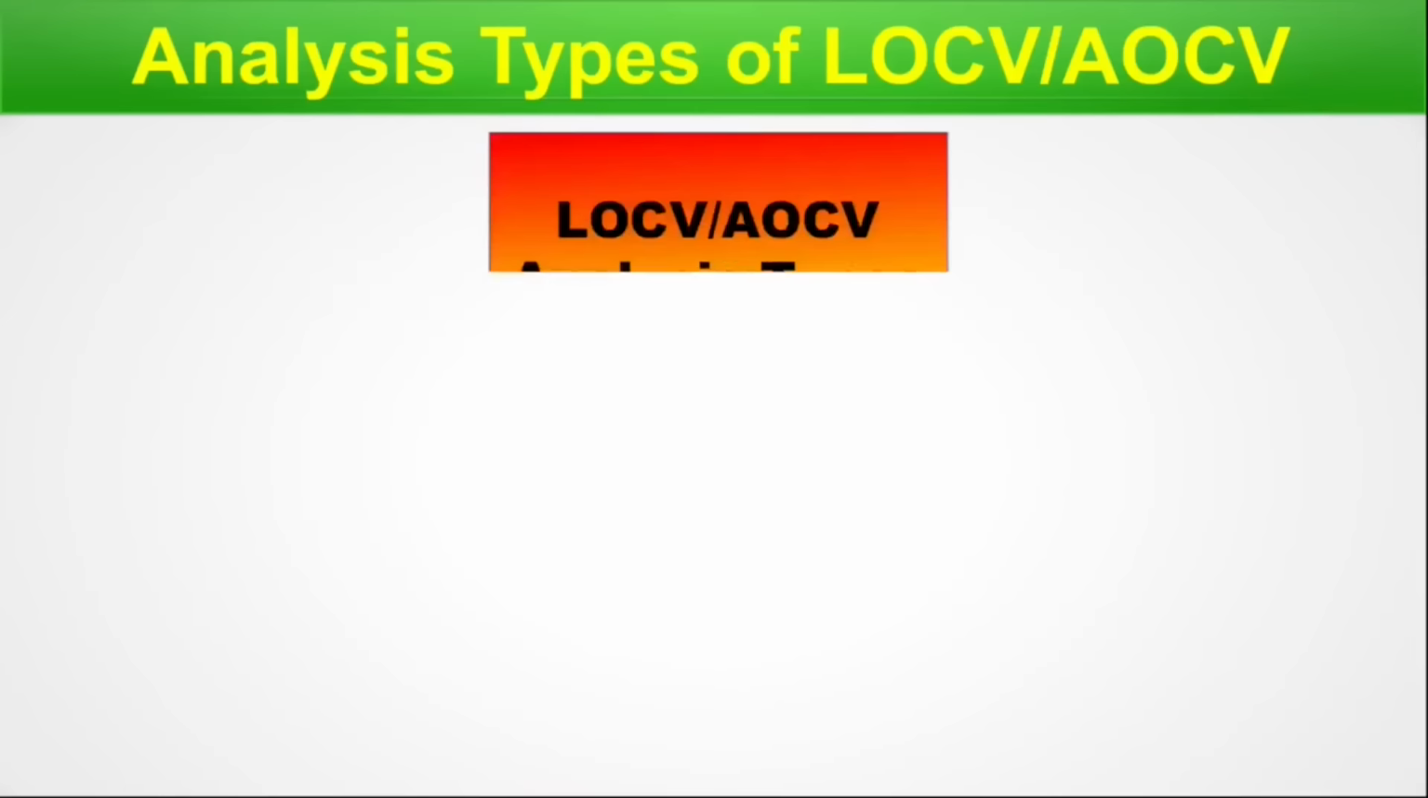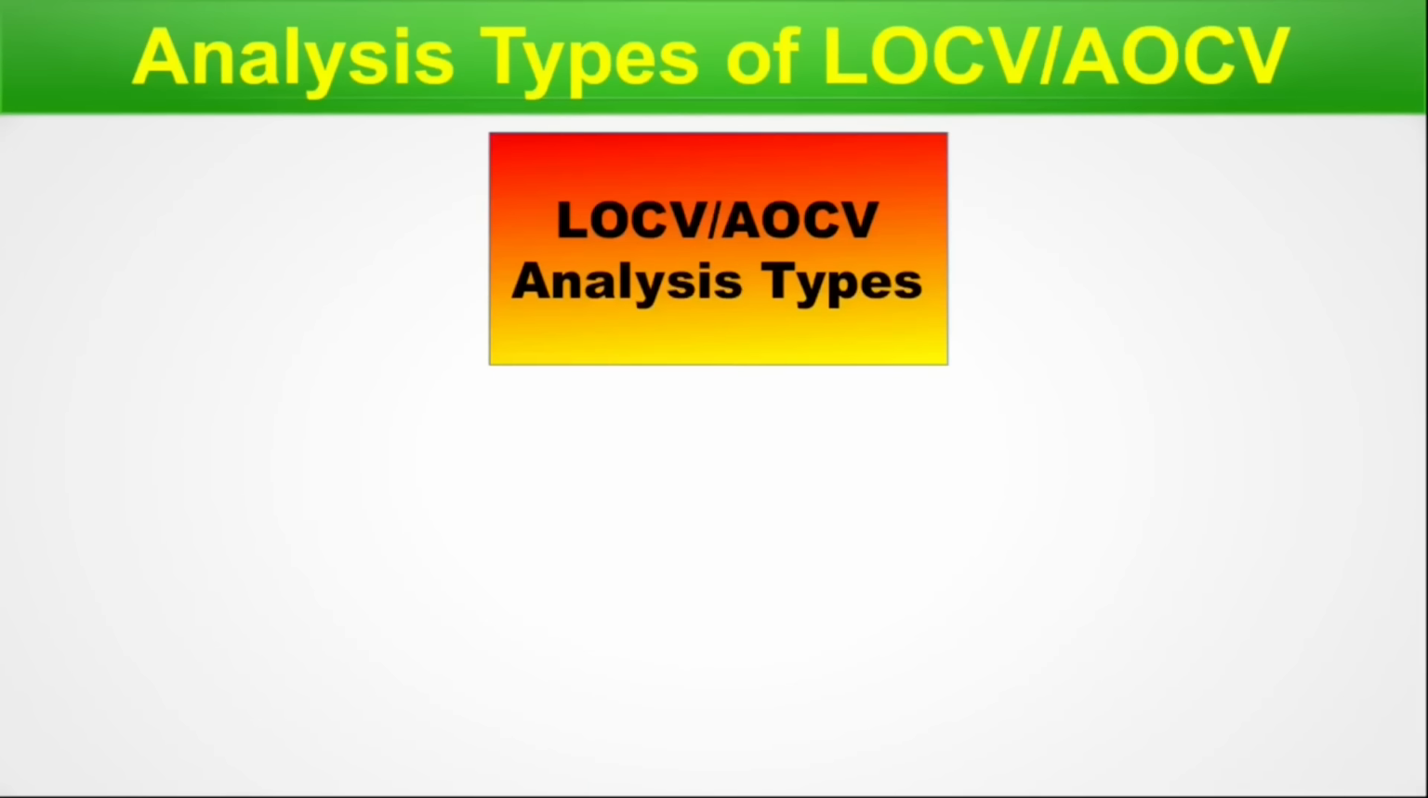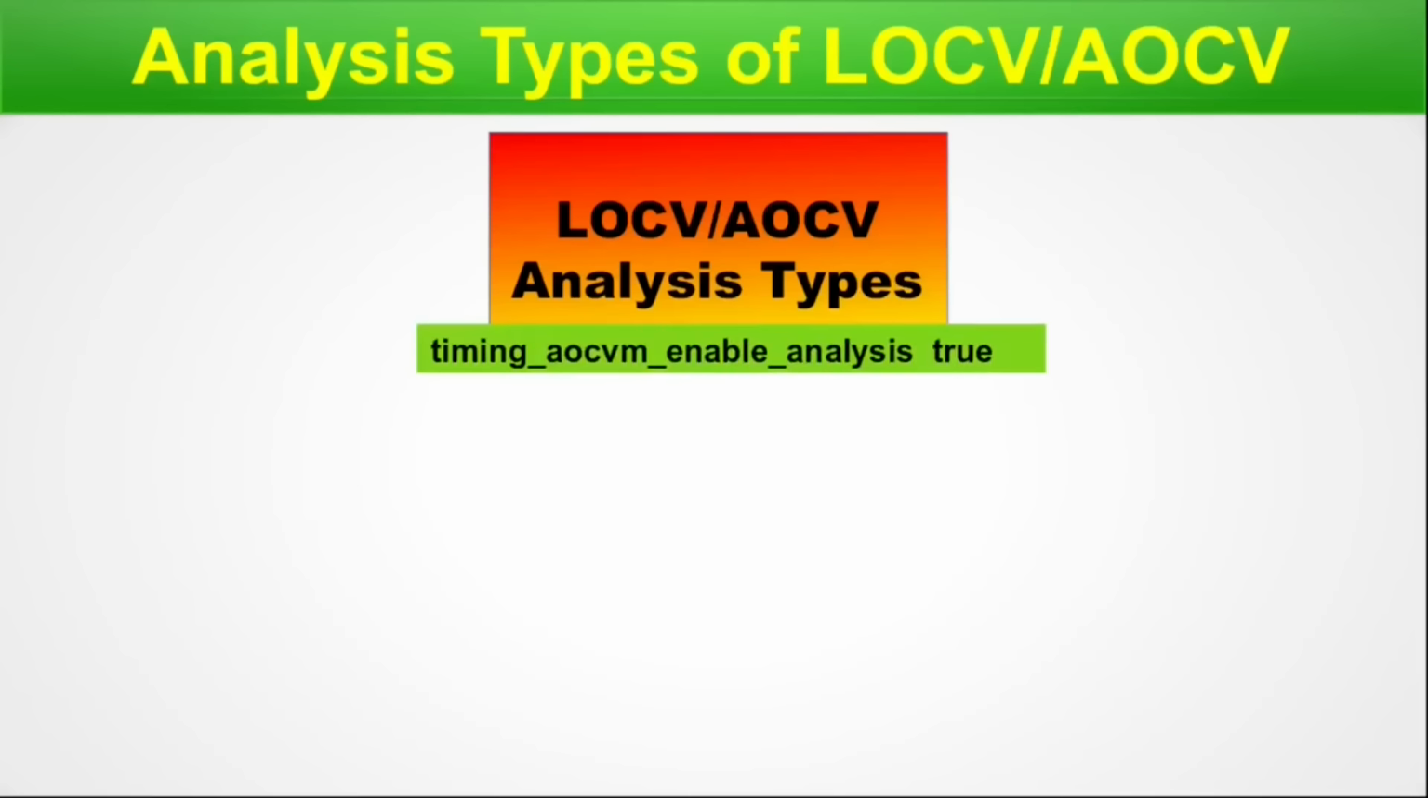Next, analysis types of LOCV or AOCV. There are two basic types of the LOCV or AOCV. In this slide, we will also see the snippet of the commands that we are going to use. So first, to enable the AOCV, we use this particular command in the STA tool, timing AOCVM enable analysis, and the value is true. And this invokes the AOCV engine to read the respective AOCV inputs and process the design accordingly.